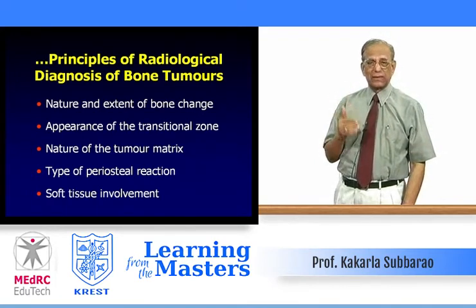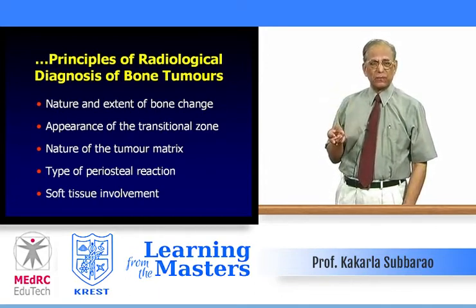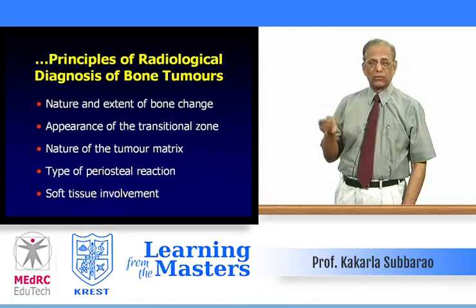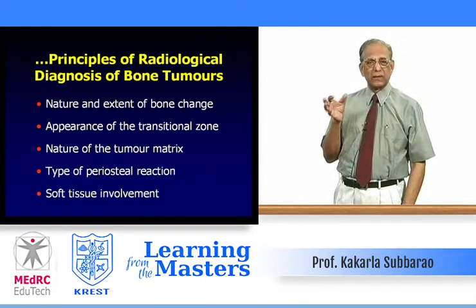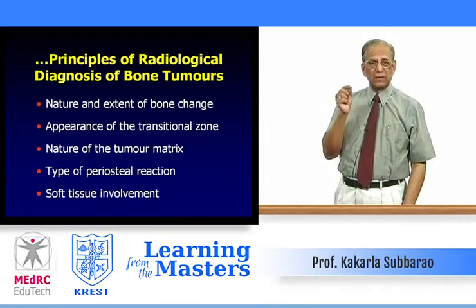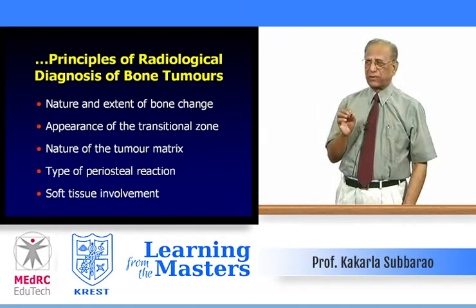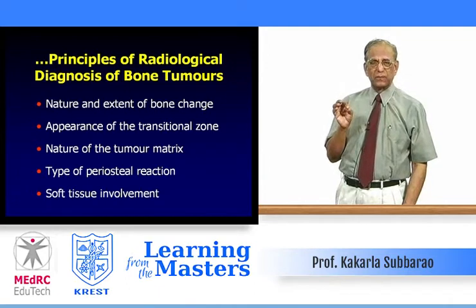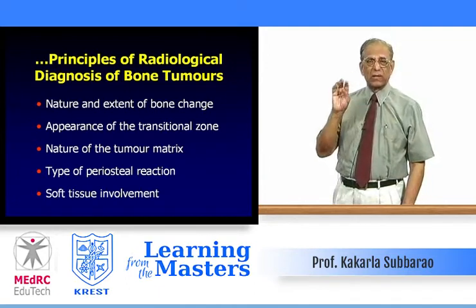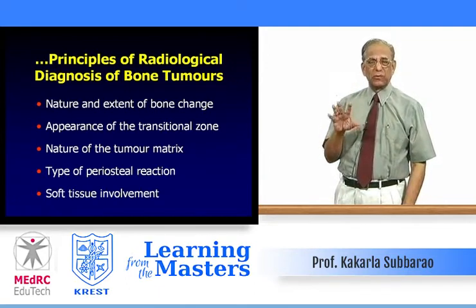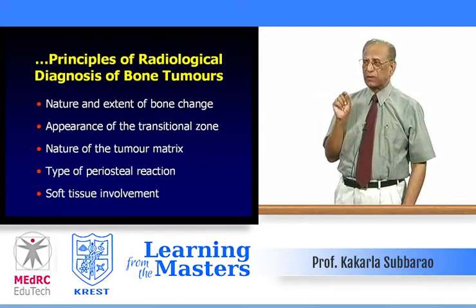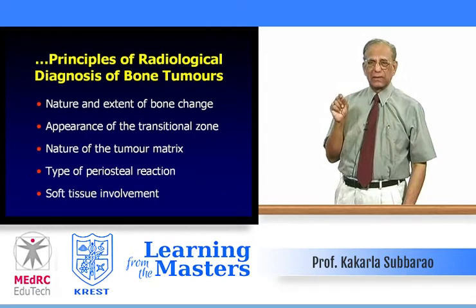Nature of the tumor matrix. What does the tumor matrix consist of? Is it new bone, clouds of new bone, or is it a cartilaginous lesion, namely circles, arcs, or nuggets of calcification? And if it is vascular, say a hemangiopericytoma or a hemangioma, you think of vascular grooves. So it is important that the tumor matrix is studied properly.